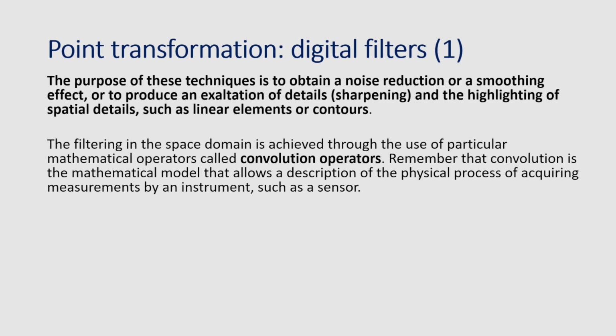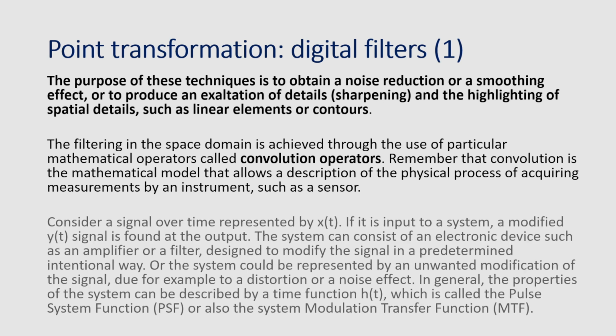Remember that convolution is the mathematical model that allows a description of the physical process of acquiring measurements by an instrument, such as a sensor. Consider a signal over time represented by x(t). If it is input to a system, a modified y(t) signal is found at the output. The system can consist of an electronic device such as an amplifier or a filter, designed to modify the signal in a predetermined intentional way.